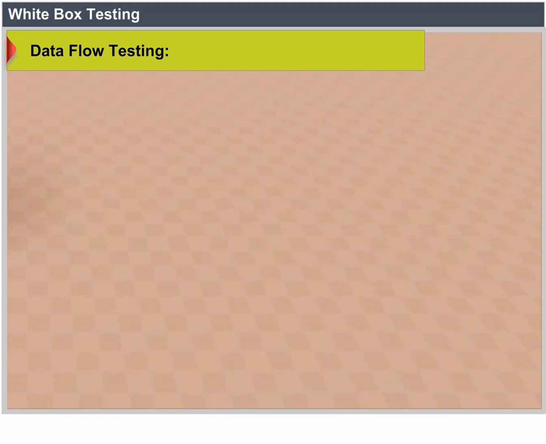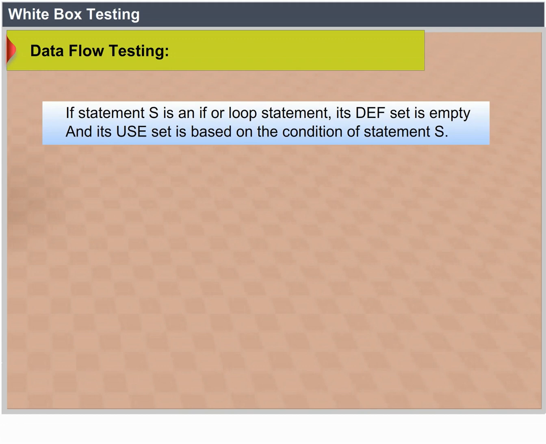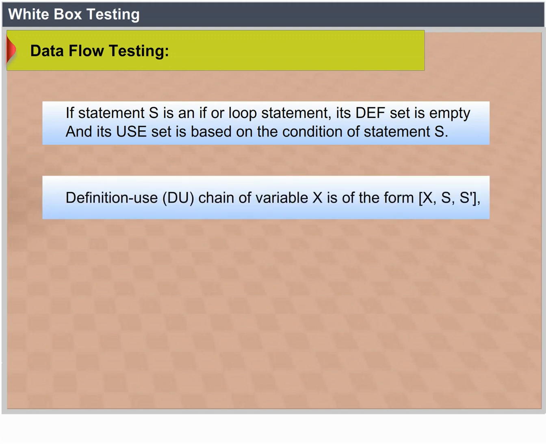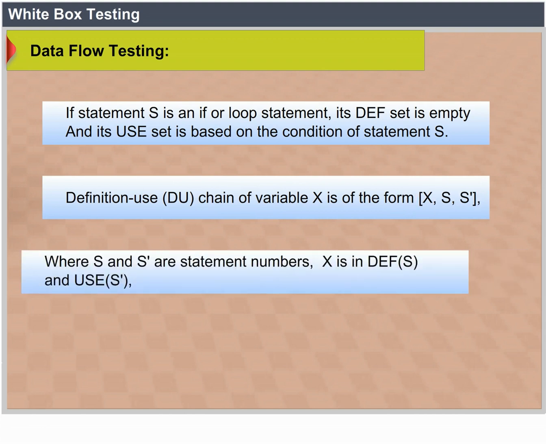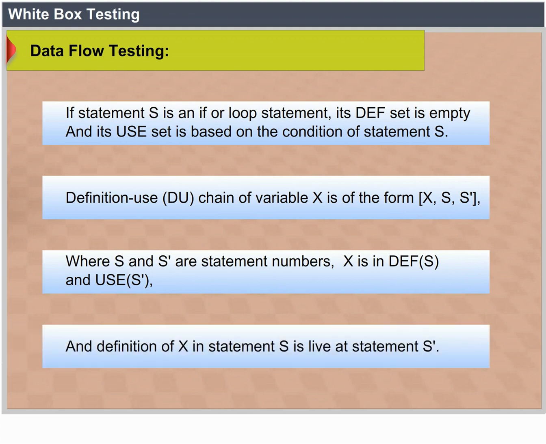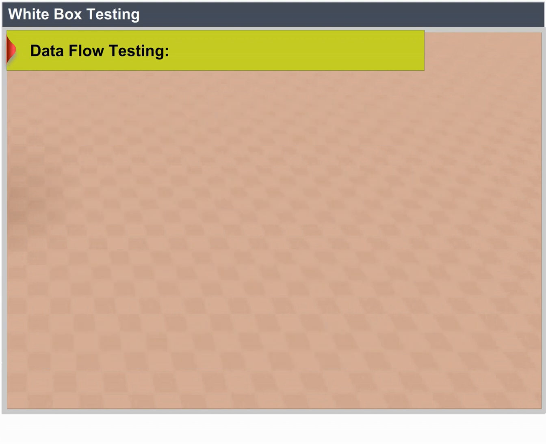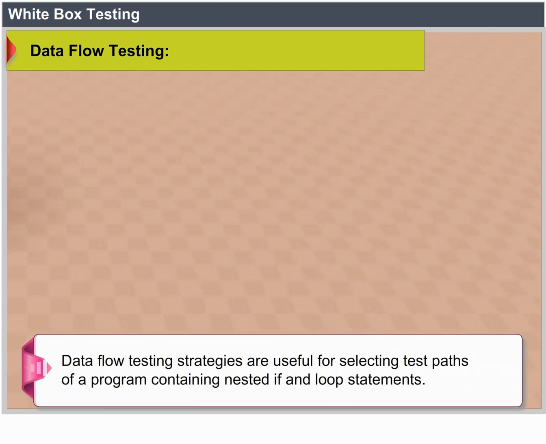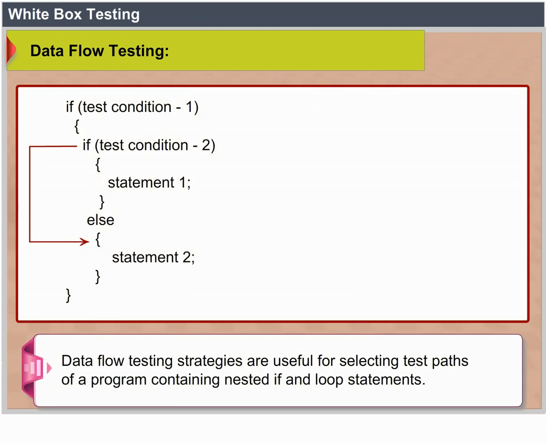If statement S is an if or loop statement, its def set is empty, and its use set is based on the condition of statement S. A definition-use, or du, chain of variable X is of the form X, S, S dash, where S and S dash are statement numbers, X is in def of S and use of S dash, and the definition of X in statement S is live at statement S dash. Data flow testing strategies are useful for selecting test paths of a program containing nested if and loop statements.